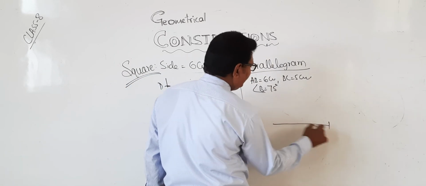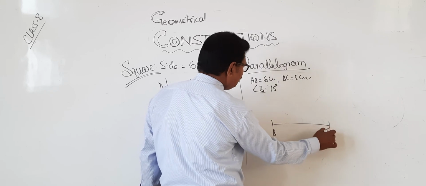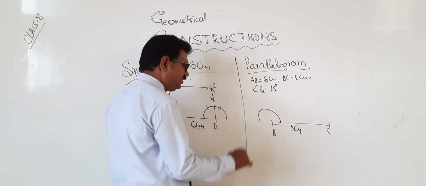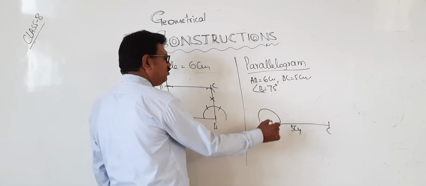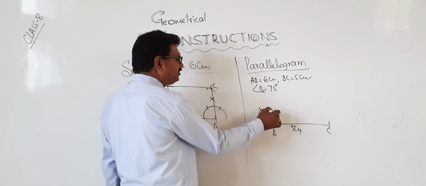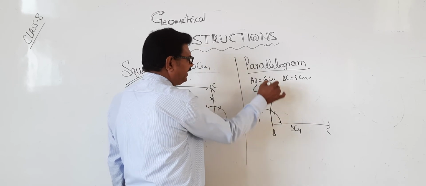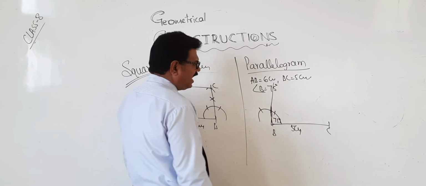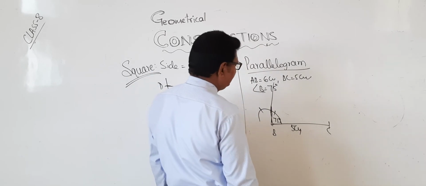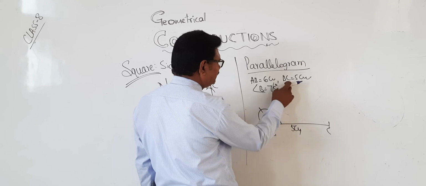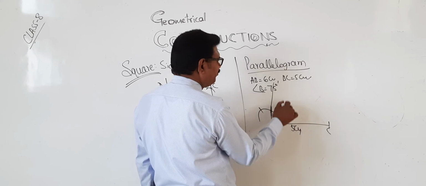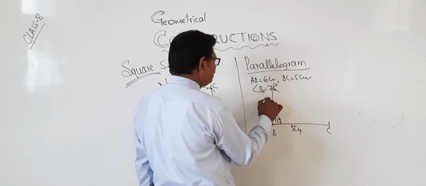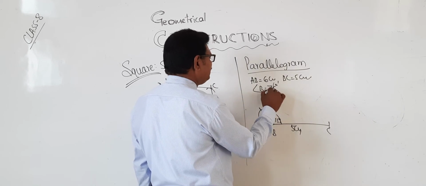First you take BC. How many centimeters? 5 centimeters. Angle B how much? 75. When you divide this, it is 60, therefore 75 will be like this. It is 75 degrees. This is 5 centimeters, this is BC. AB is how much? 6 centimeters. This is A.